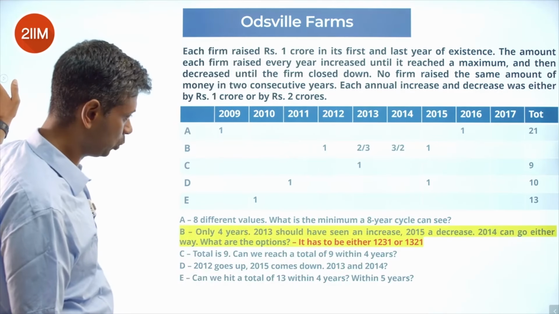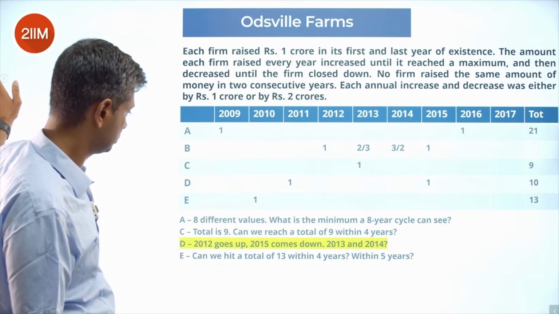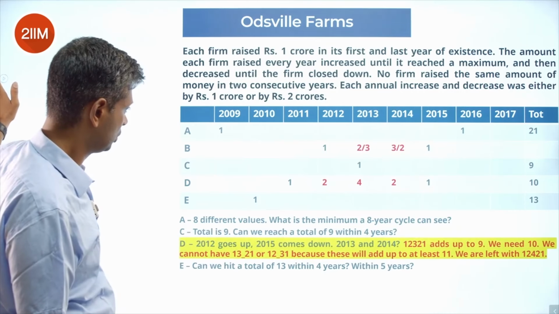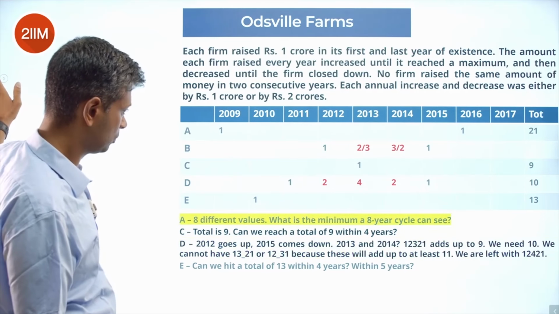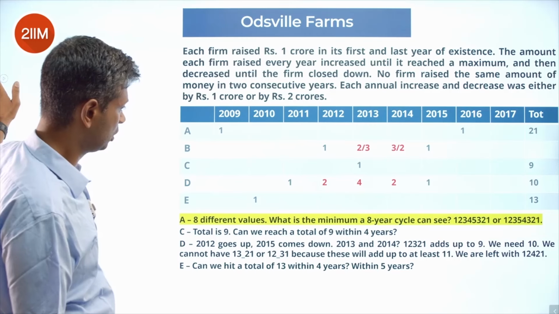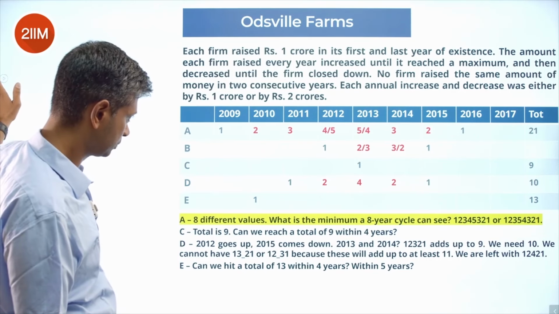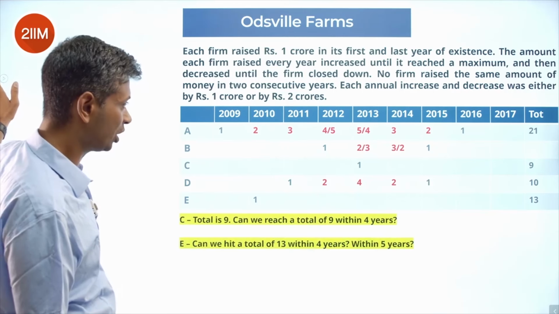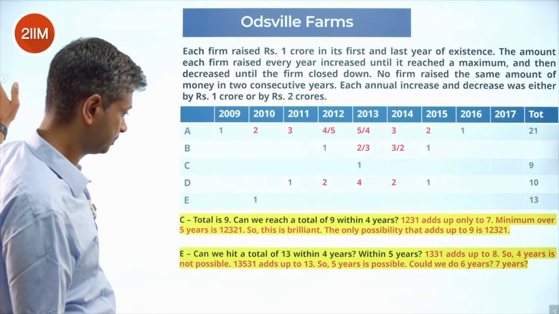1, 2, 3, 1, 1, 3, 2, 1. 2012 goes up. 1, 2, 4, 2, 1. 1, 2, 3, 4, 5, 3, 2, 1. 1, 2, 3, 5, 4, 3, 2, 1. Total is 9. 1, 2, 3, 2, 1 is the only possibility.